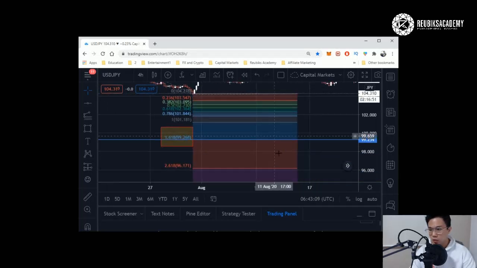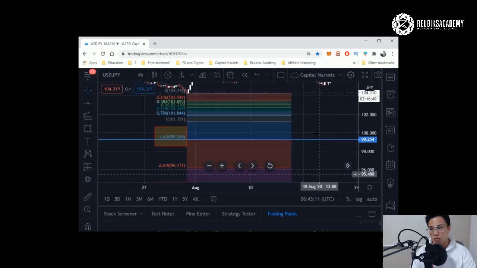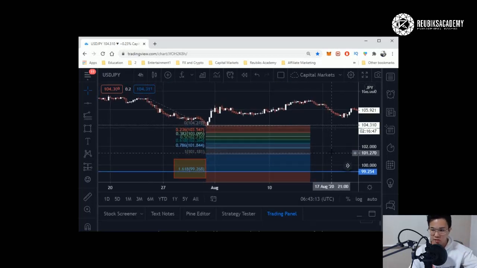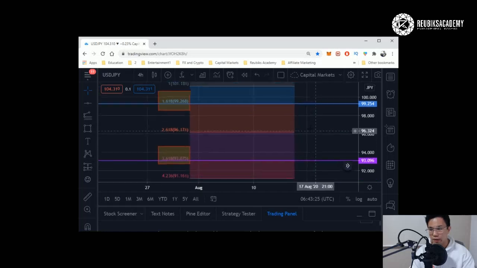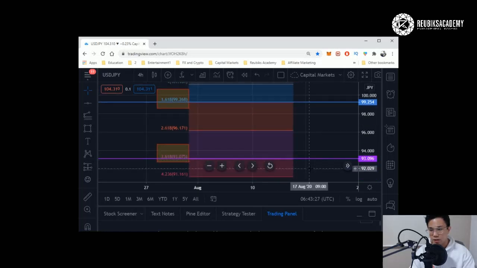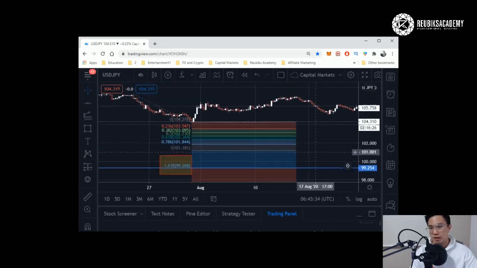You only use the FIB extension if you have done your other forms of analysis and you think that the downtrend will continue. Then you use the FIB extension to see where the downtrend will continue until. Which point, which level will it continue until, until it sees a correction or a total trend reversal? That is what the FIB extension is for.